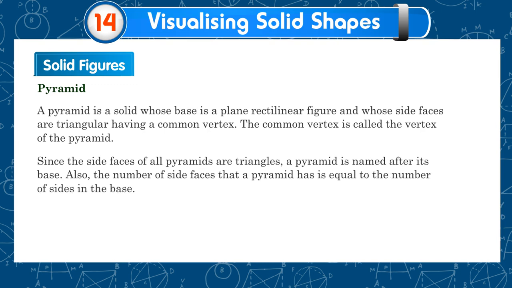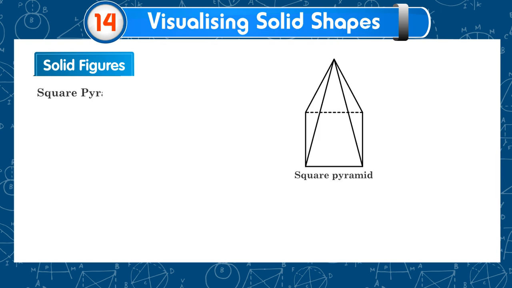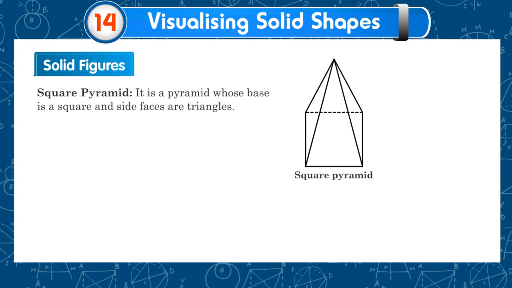Square pyramid. It is a pyramid whose base is a square and side faces are triangles. It has 5 vertices and 8 edges. It has 5 faces of which 1 is a square and 4 are triangles.